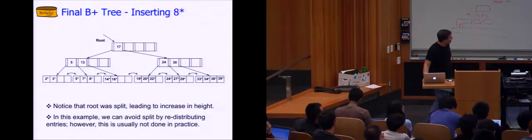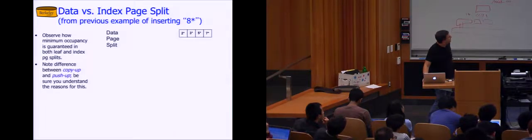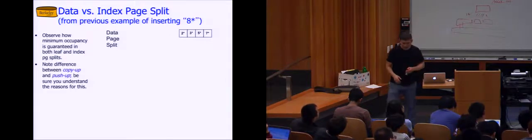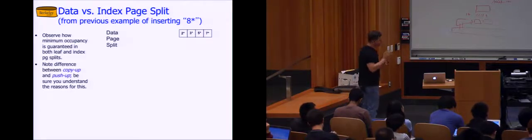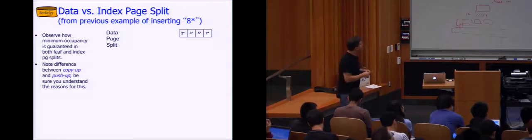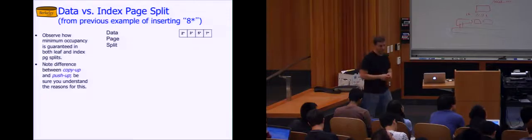So we don't do that typically in practice. We don't redistribute entries on insertion. Okay. This is just to hammer home once again the difference between copying up and pushing up, and I'll just do it one more time. Okay? So observe how the minimum occupancy is guaranteed regardless.